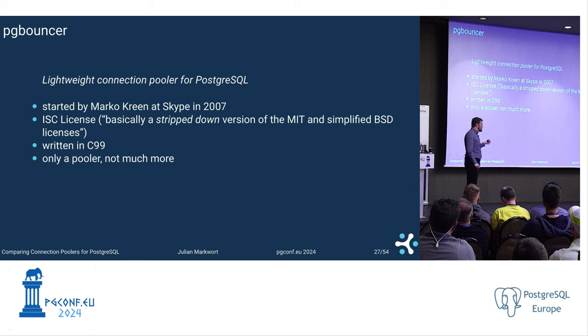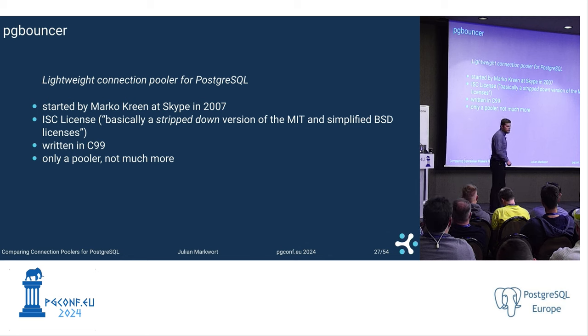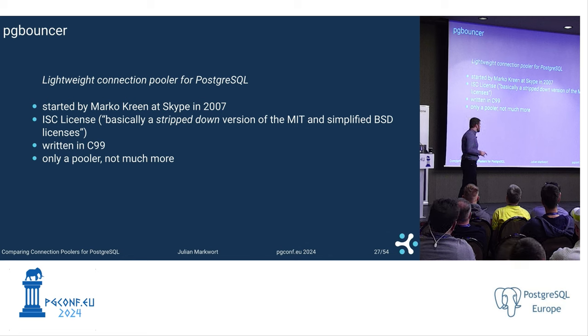The next in that list, just by age, obviously, is pgbouncer, that describes itself as a lightweight connection pooler for PostgreSQL. Maybe that also gives a hint, a bump in the direction of pgpool-II. And it was started at Skype by Marco Krehn in 2007. Coincidentally, Skype also developed a replication tool that was called Londiste. And so that's fundamentally a different thing.